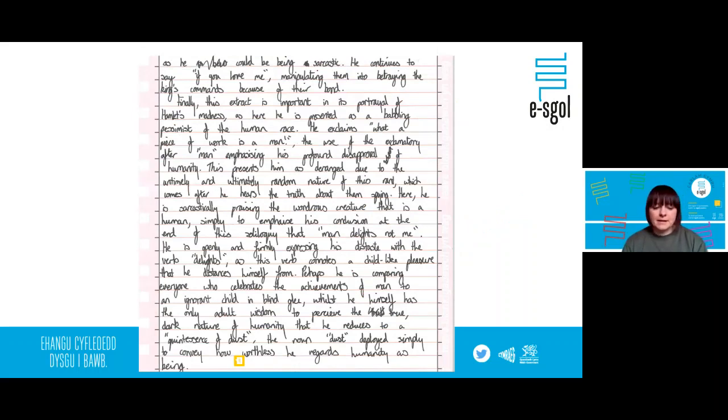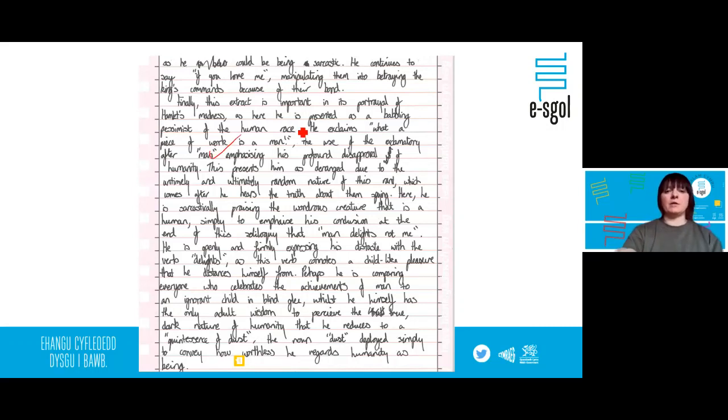As he could be being sarcastic, he continues to say, if you love me, manipulating them into betraying the king's commands because of their bond. Finally, this extract is important, his portrayal of Hamlet's madness. So here he is presented as a babbling pessimist of the human race. He exclaims, what a piece of work is man. The use of the exclamatory after man, emphasizing his profound disapproval of humanity.